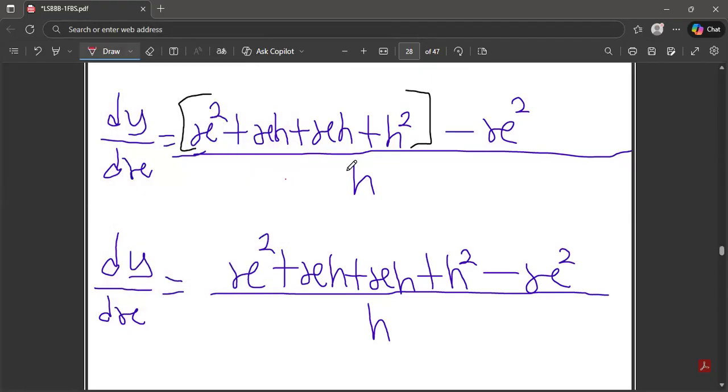You realize that x squared can cancel x squared, right? This x squared is going to cancel this x squared, because x squared minus x squared, when you group like terms, is going to give you 0. So they can cancel each other out. When they cancel each other out, what are you going to be left with?